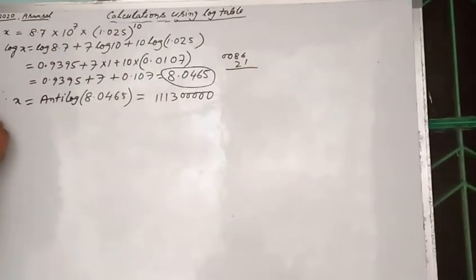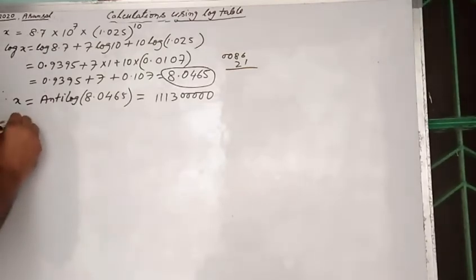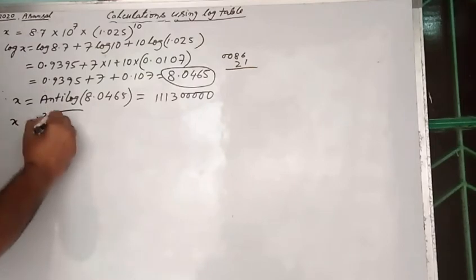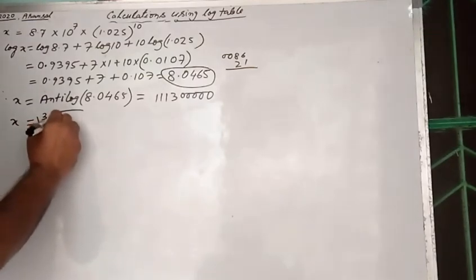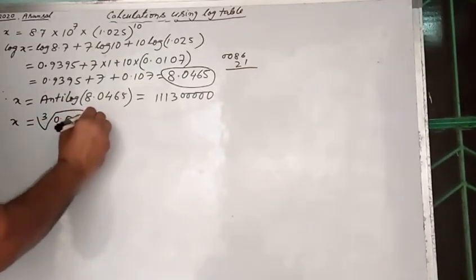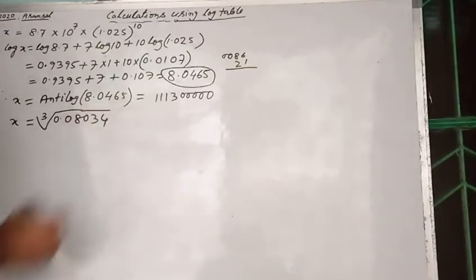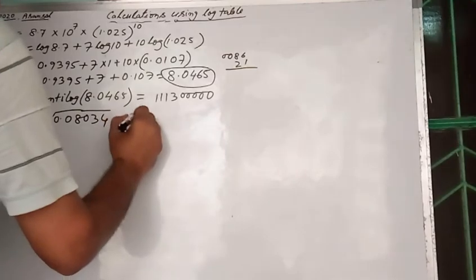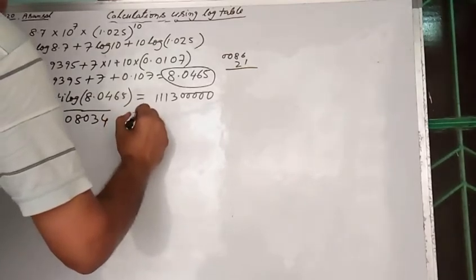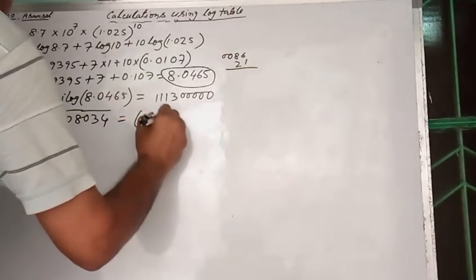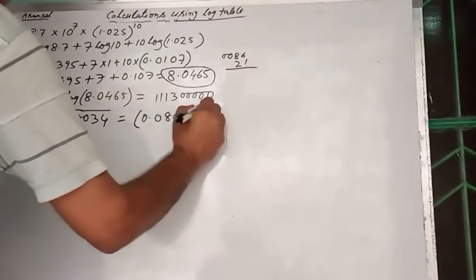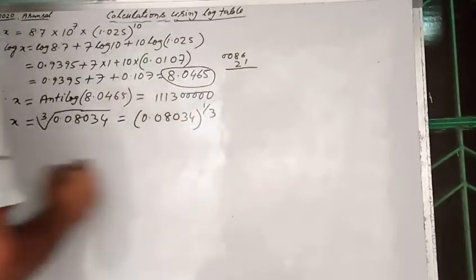Question number 2. Let x equal to cube root of 0.08034. Cube root of 0.08034. So you have to write it in this way: 0.08034 whole to the power 1/3.